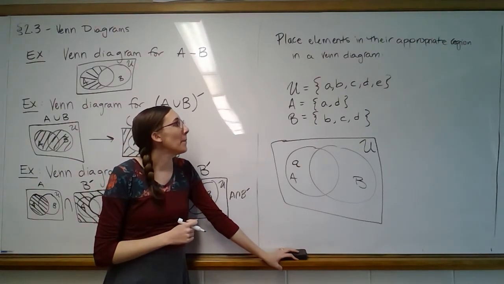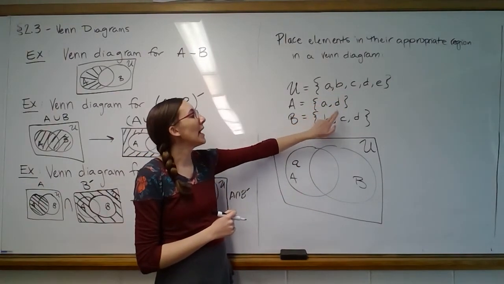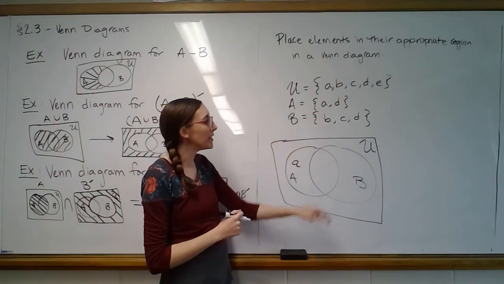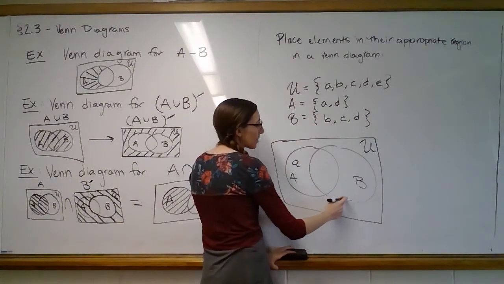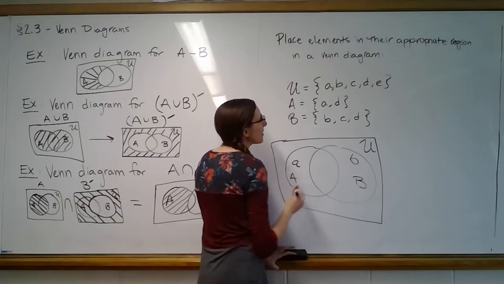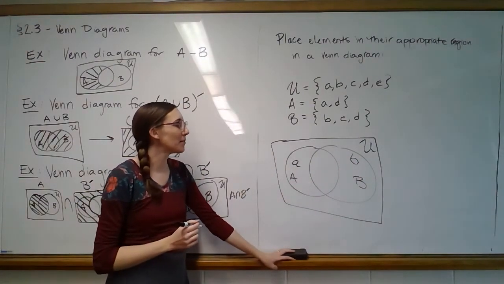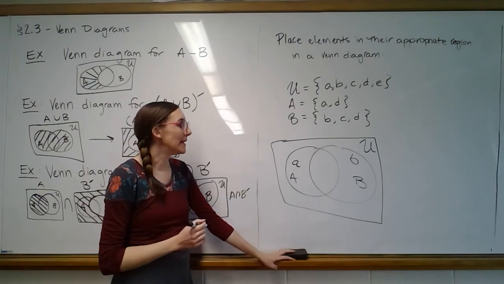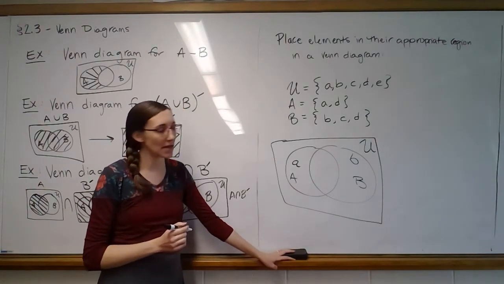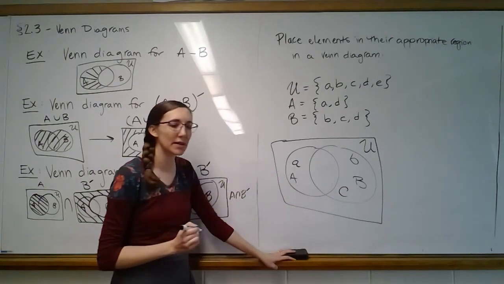Looking at element B, it's not in A, but it is in set B. So it's going to go inside of circle B, but outside of circle A. Same with element C. Element C is in B, but not in A. So that also fits in this region. We can write it wherever we want in there.